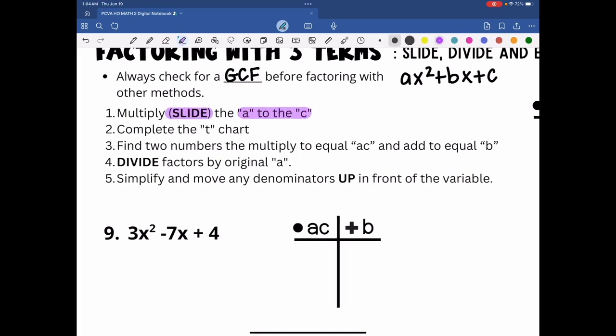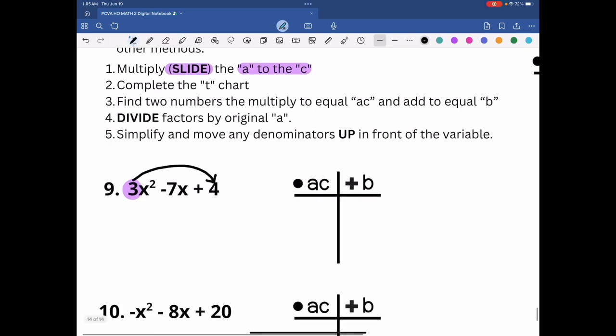So we're going to slide the A. Remember, the A is this first number right here, this 3. We're going to slide that all the way to the C and multiply them together. Once I do that, I'm left with x squared minus 7x plus 12. Now, why do we want to do that? Because it's going to help us figure out a combination of numbers, and those numbers are technically the zeros or the roots or any of those things, but we just got to finish completing this whole process.